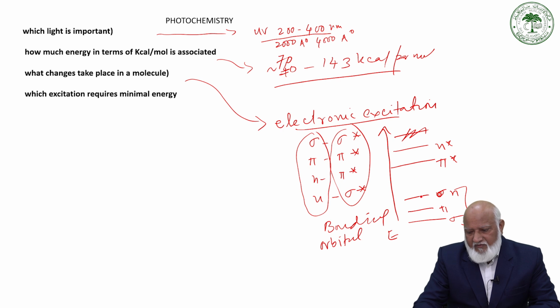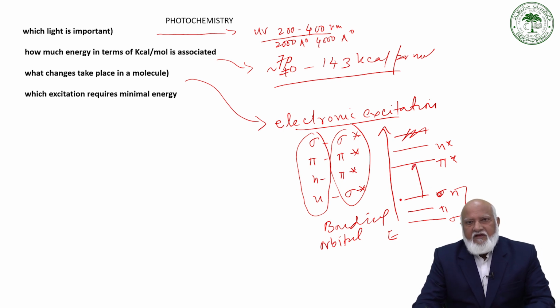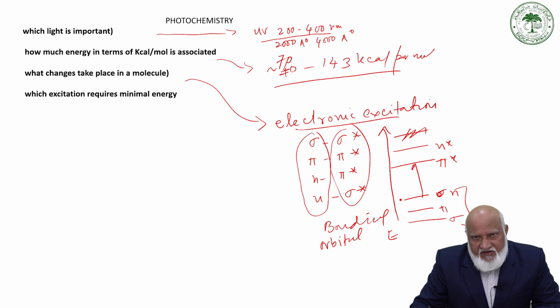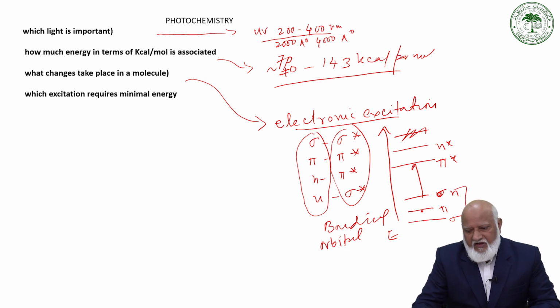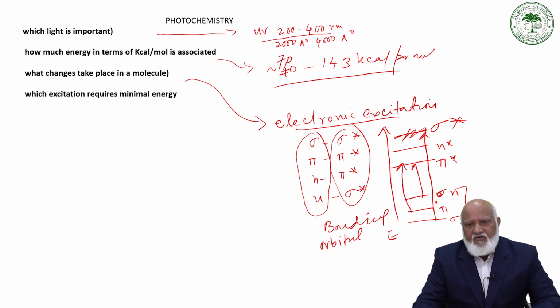The excitation from n to pi star takes place if non-bonding electrons are present in that particular molecule. If you have pi electrons, then the molecule goes from the pi bonding orbital to pi star, or it may also go to sigma star. So these are the electronic excitations which are possible.